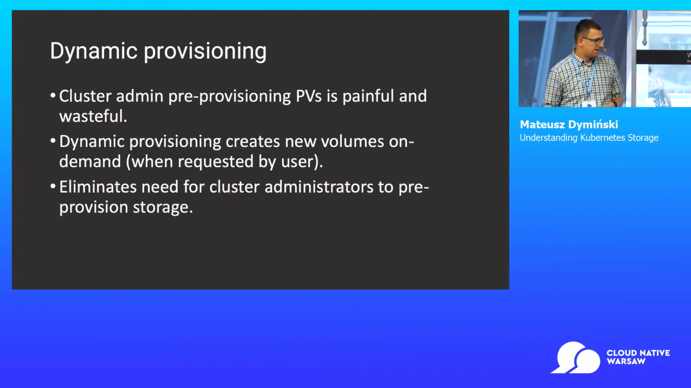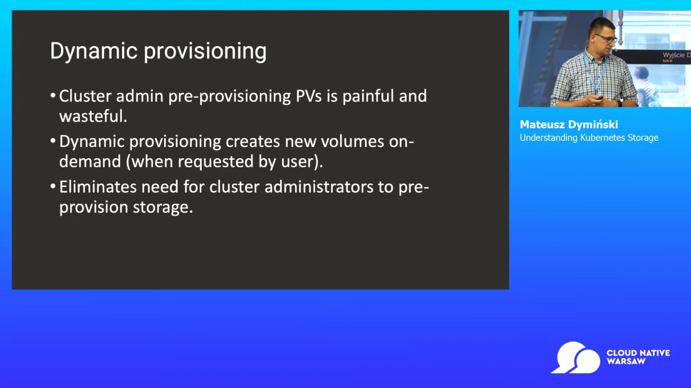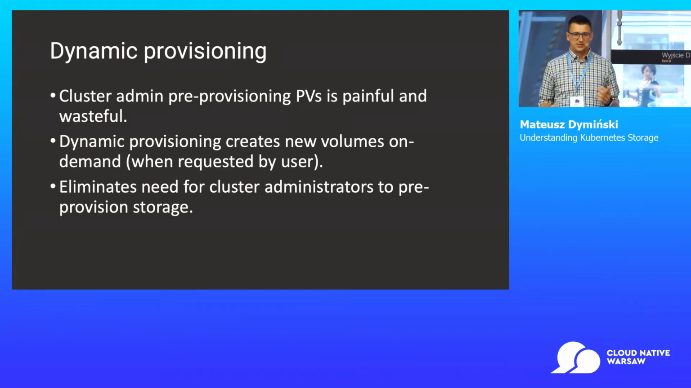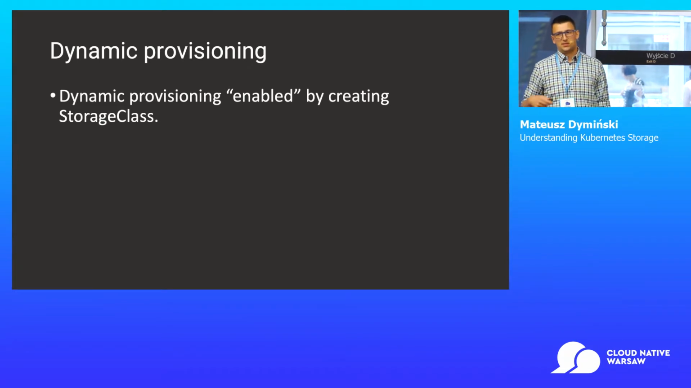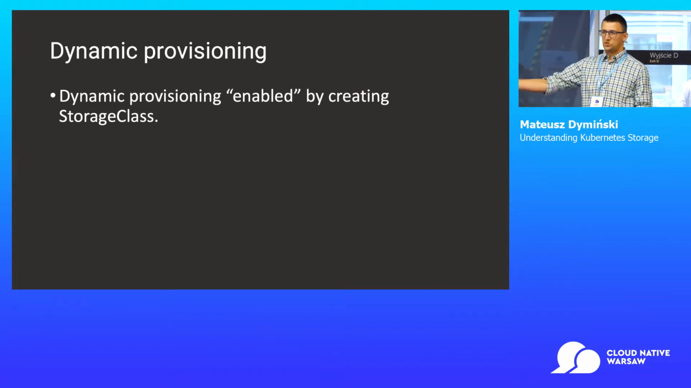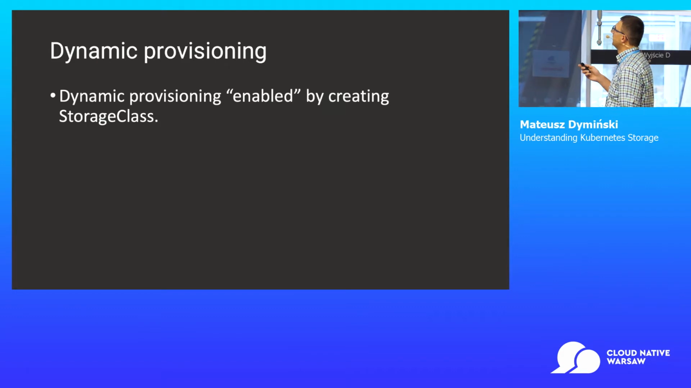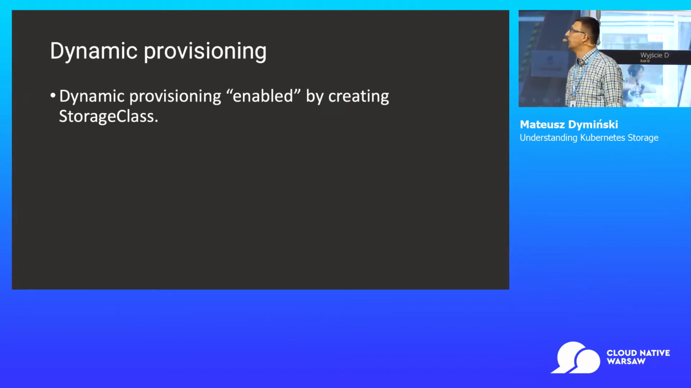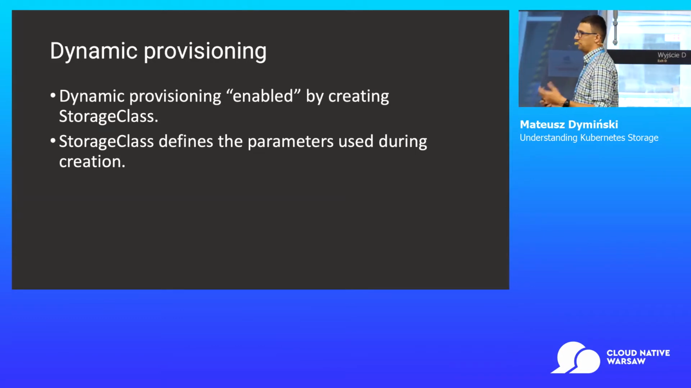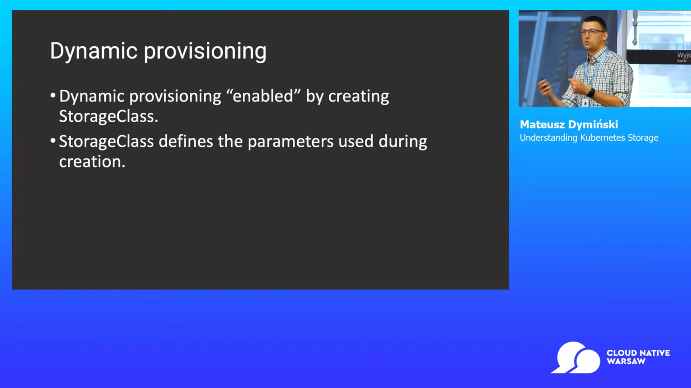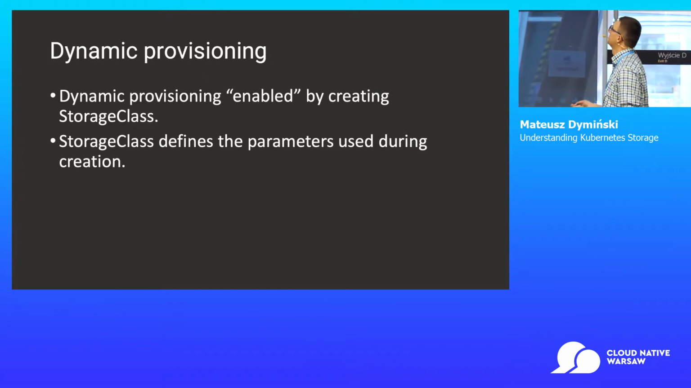So, of course, it eliminates the pre-provisioning stage for storage. How does Kubernetes know how to order this volume from the cloud provider? It's done by the storage class. The storage class is kind of an enabler for that, and it defines characteristics: how to order it, what kind of storage it is, and so on and so forth.